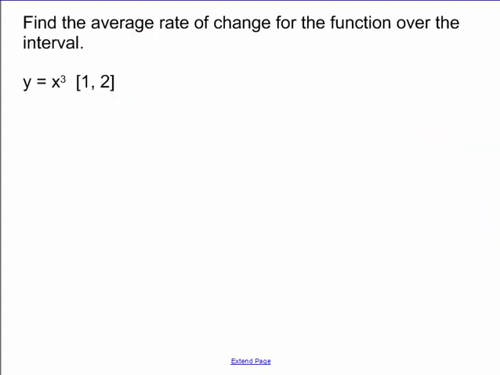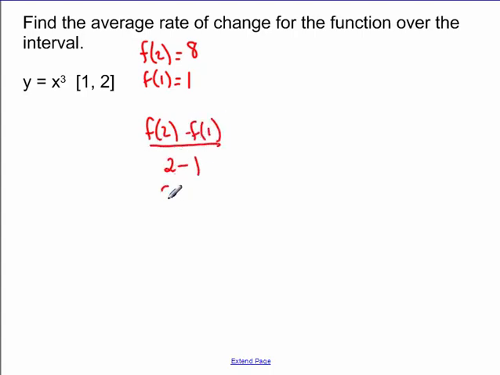So find the average rate of change for the function over the interval. Okay, so f of 2 is equal to 8, f of 1 is equal to 1. So I do f of 2 minus f of 1 all over 2 minus 1, 8 minus 1 over 2 minus 1. That is going to be equal to 7.